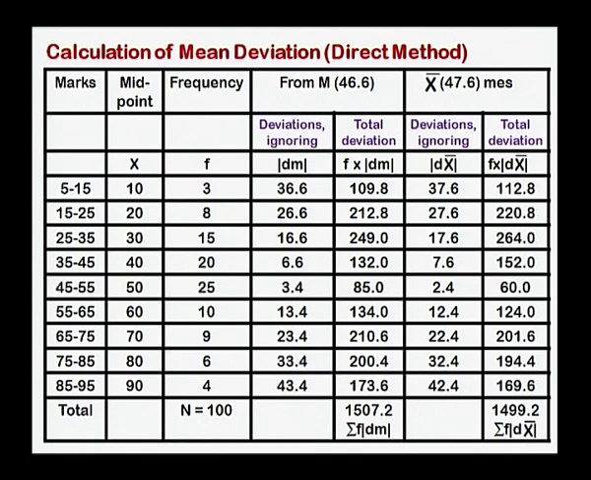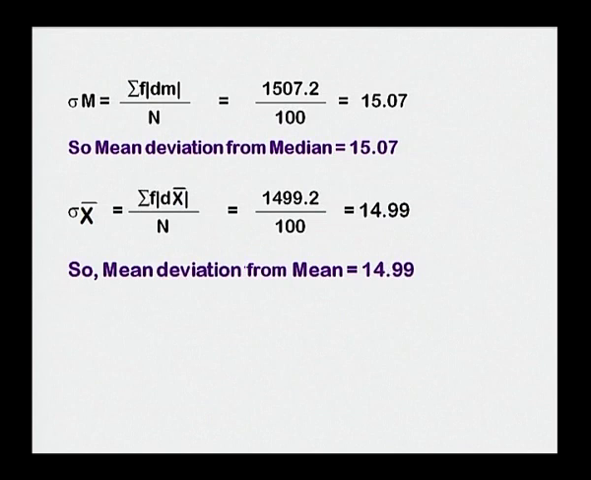1507.2. After that we also have to calculate deviation from mean, and we multiply the deviation from mean by the frequency. Then in this way we calculate total deviation as 112.8, 220.8, 264 and 152. In this way the total is 1499.2. Now, we apply this formula.